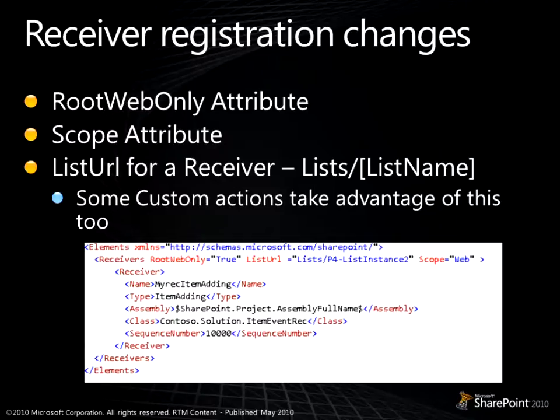Some of the custom actions take advantage of the same flexibility as well. In the example which we have on the slide, we are defining an item adding event, which is used only in a single custom list located in the root web of the site collection. This flexibility of registering our events was not available in the previous versions of SharePoint.